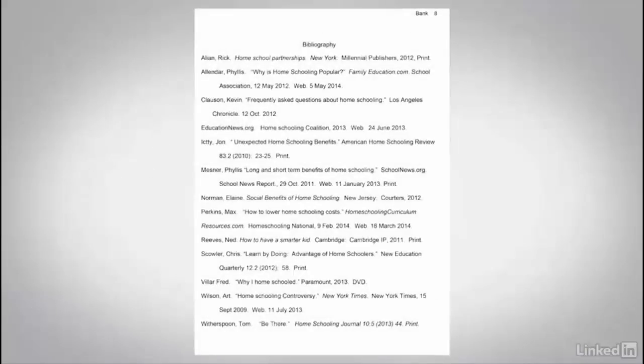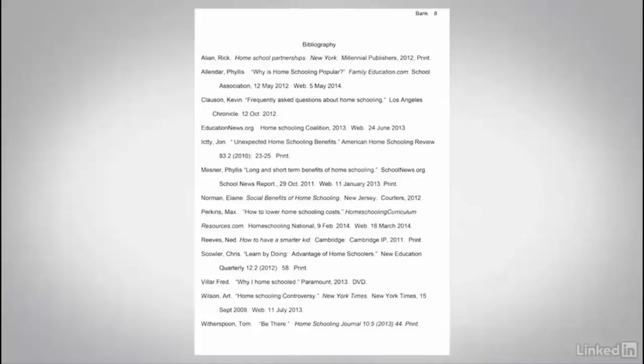The complete sources listed on the works cited use the hanging indentation format. The first line is flush with the left margin, and the additional lines for that entry are indented, and the lines of each entry are generally double-spaced.